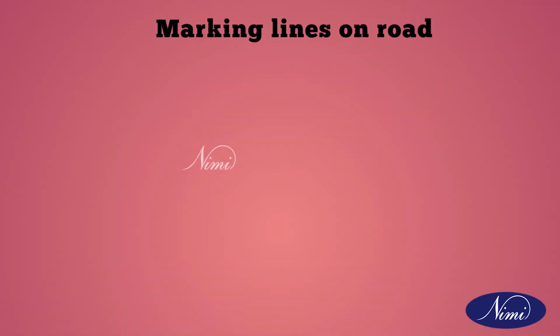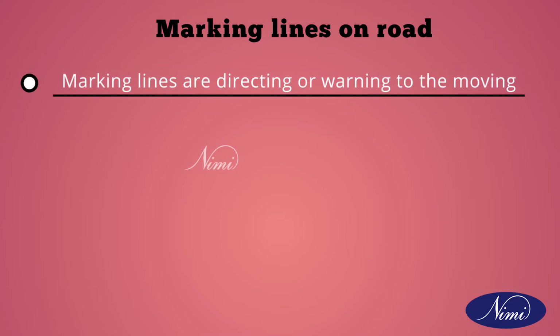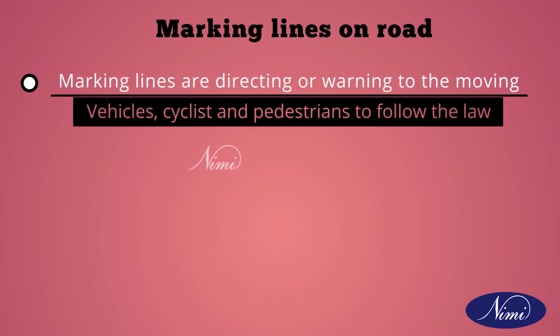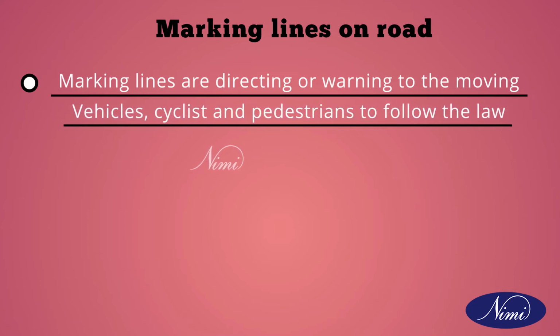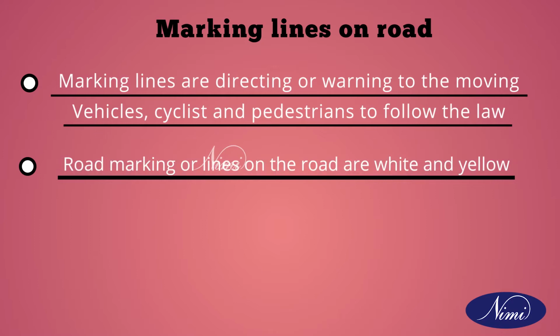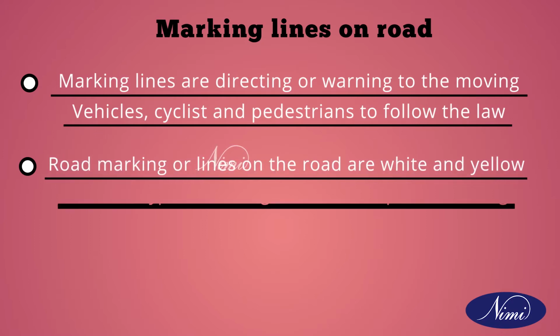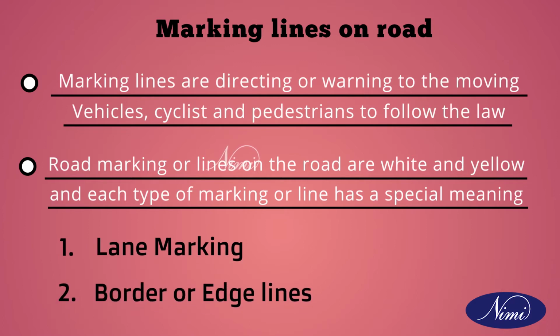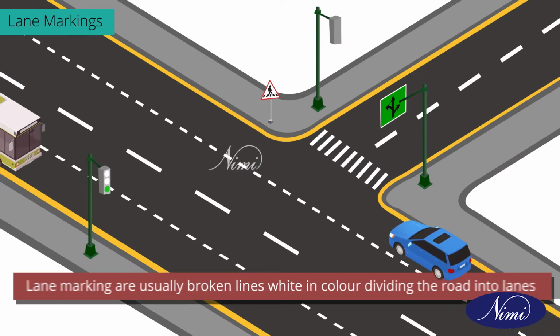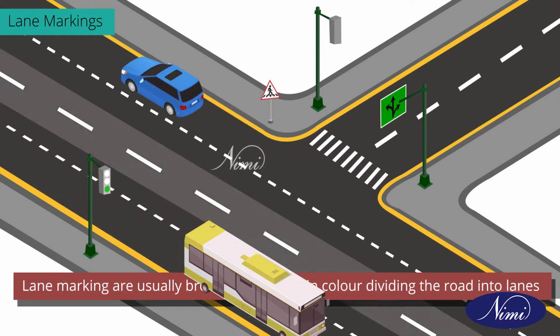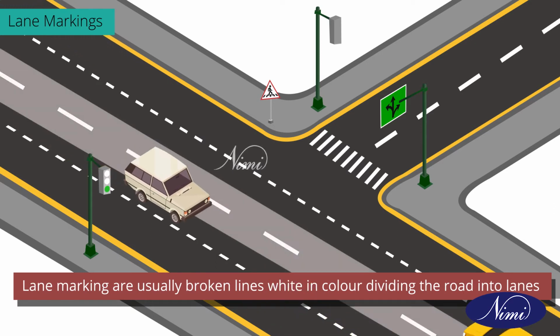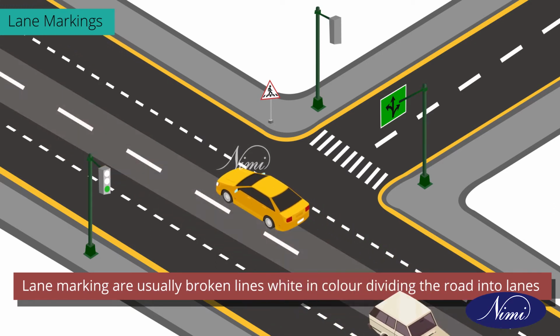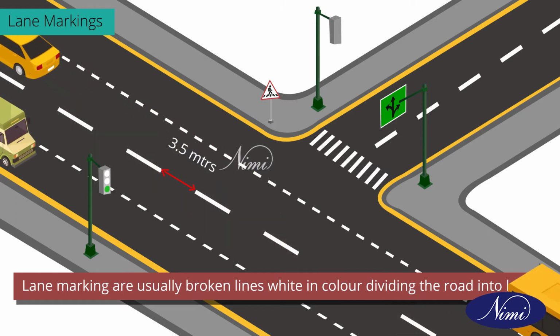Marking lines on road. Marking lines are directing or warning to the moving vehicles, cyclists and pedestrians to follow the law. Road markings or lines on the road are white and yellow, and each type of marking or line has a special meaning. There are two types of marking, lane markings and border or edge lines. First one is lane markings. Lane markings are usually broken lines, white in color, dividing the road into lanes. Normally each having 3.5 meter distance.